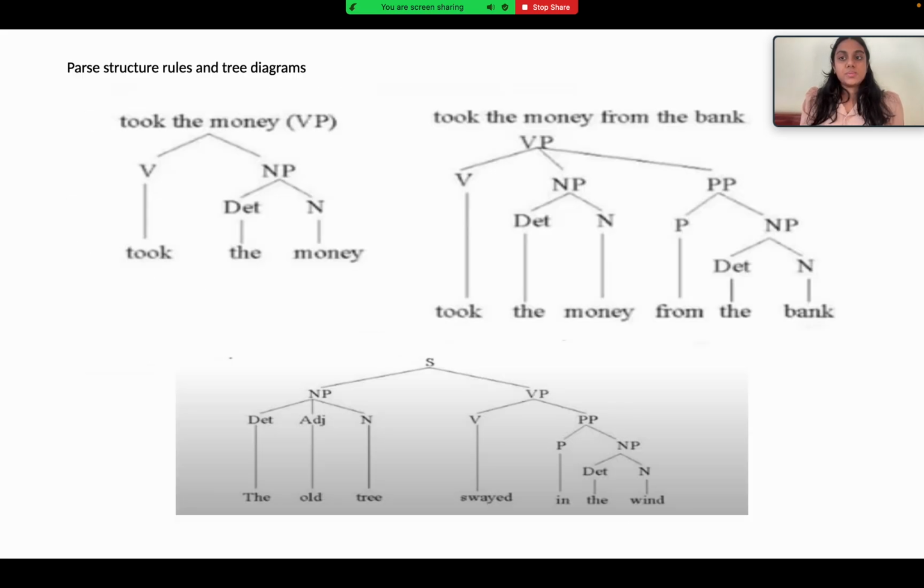Next, let's move on to more examples. First, took the money. The whole sentence is a verb phrase. The took is the verb here and the noun phrase is divided into determinant and noun. The here is determinant, money here is noun.